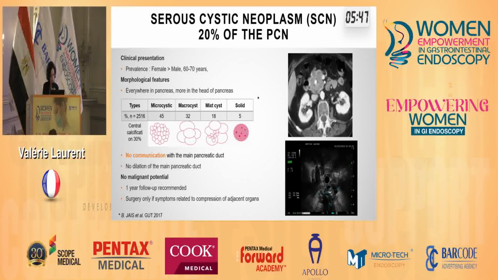The second type is the serous cystic neoplasm, 20% of the pancreatic cysts. It affects females around 60 to 70 years old. It is located everywhere in the pancreas, a little bit more in the head. We can see a central calcification on a CT scan without contrast. It is due to the long-standing nature of the lesion.